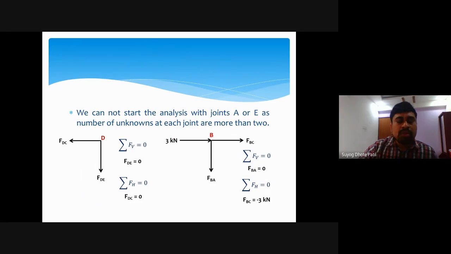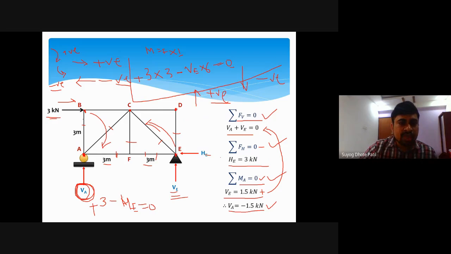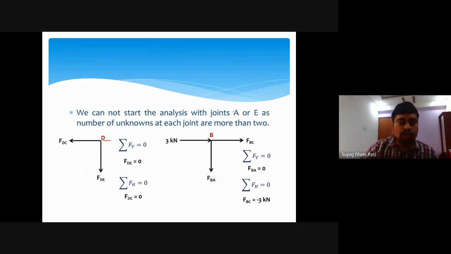But we can see that at joint D no additional forces are applied, no vertical and no horizontal forces. Just like at joint B, there is an additional force of 3 kilonewton applied, whereas at joint D no such force is applied. So we have only these two basic unknowns, FDC and FDE.